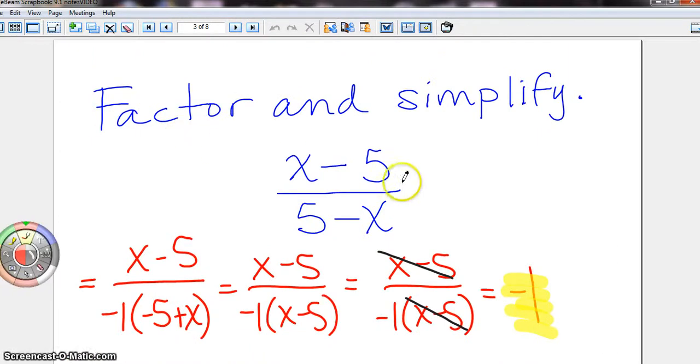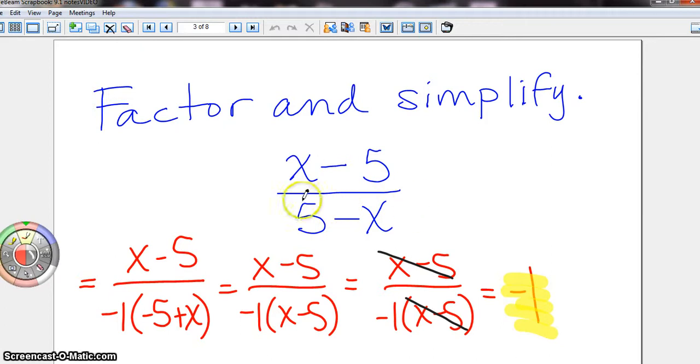Okay, let's factor and simplify x minus 5 over 5 minus x. If you look at this, it appears not to be able to be factored. X minus 5 does not factor at all. 5 minus x is a little unique in that it can be factored in terms of it is paired within this problem, sort of, with x minus 5.